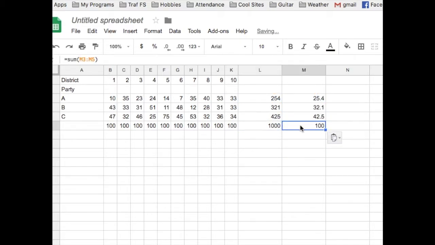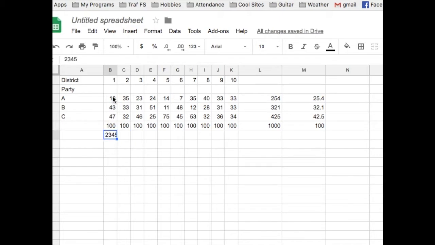Okay, so let us add those together. So we have 100% of the vote: 25.4% going to party A, 32.1% going to party B, and 42.5% going to party C. By the way, let's just pick some number like 2, 3, 4, 5. Let's say there's 2,345 people in each district.